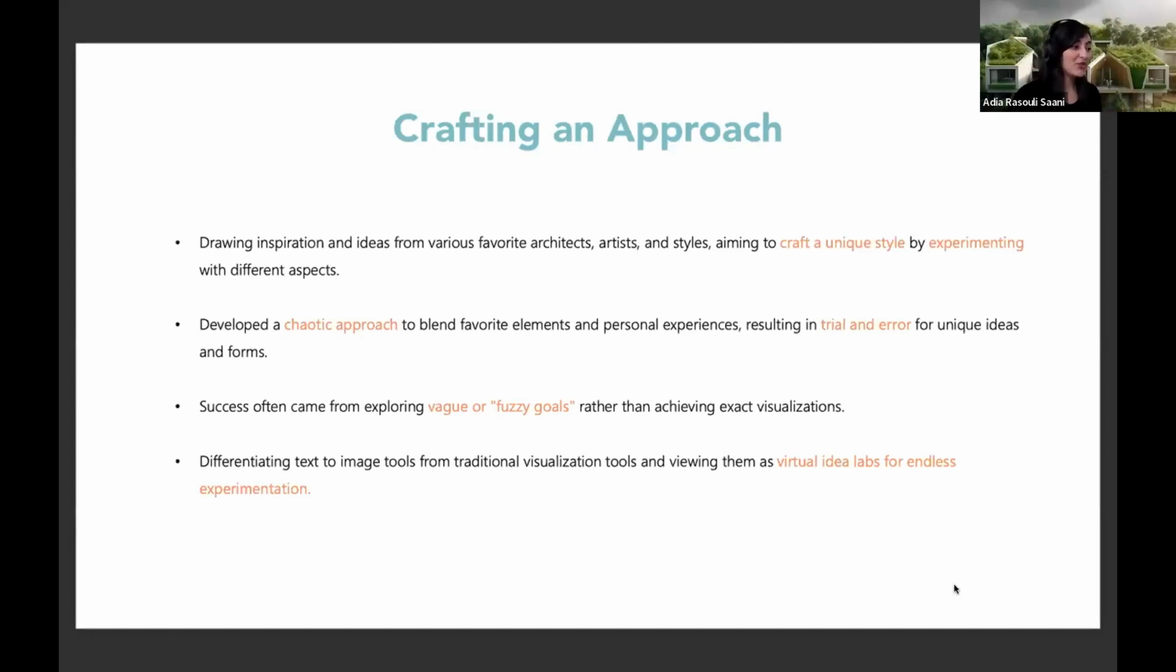To me, text-to-image tools are not visualization tools, but they look more like some form of a virtual idea lab where you can do unlimited trial and error, test different ideas, concepts, forms, materials, lighting, and even explore different intersections and then blend everything together. And this is something we designers always lacked in our workspace and something we desperately needed.